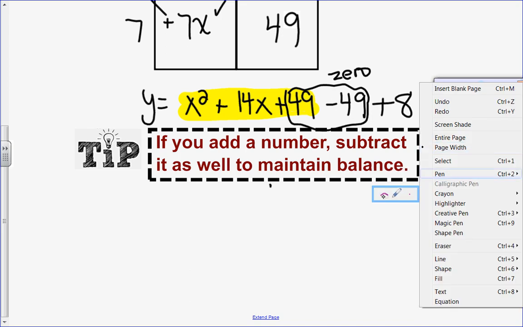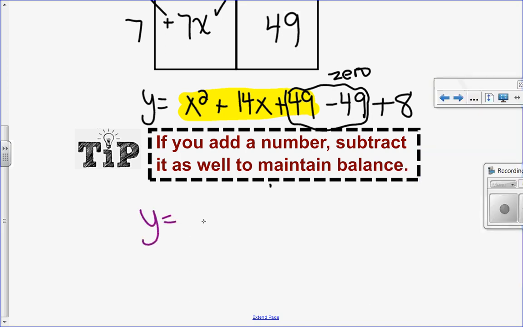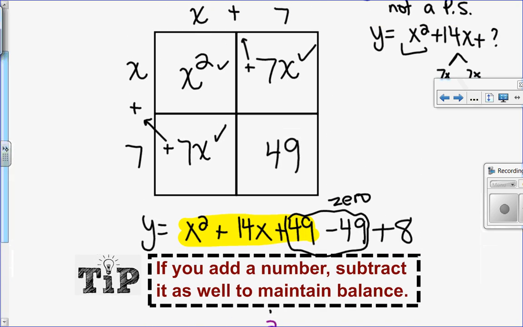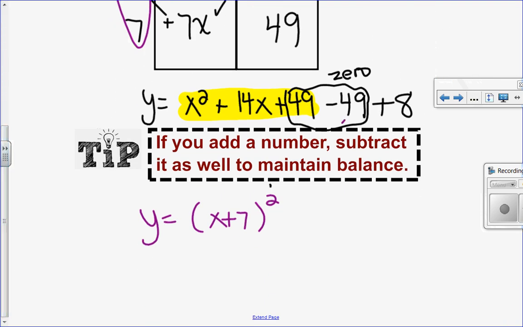Looking at my perfect square trinomial, I know from above that it factors as x plus 7 times x plus 7, or x plus 7 squared. That's the whole purpose of why I do this, because I can see clearly how it factors. And then all I do is combine my like terms out here. Negative 49 plus 8 is negative 41.